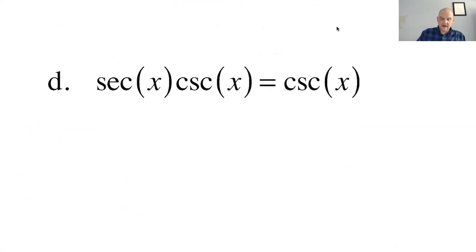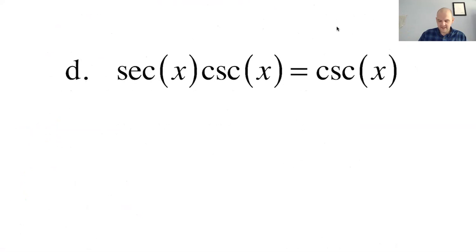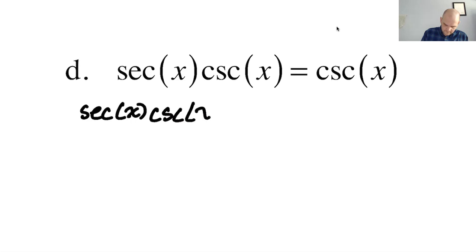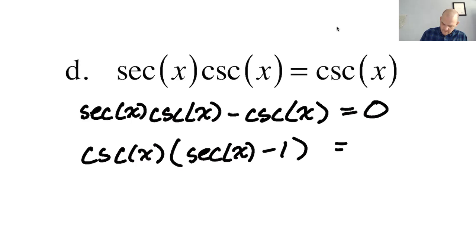I avoid, like the plague, dividing by a trig function, because if you divide by a trig function, what you're saying is that function couldn't possibly have been 0. But sometimes trig functions are 0. So then you have to think, could it have been 0? And you have to check those solutions. It's a lot of extra work. So what I'm going to do instead, and you can always avoid it by moving things over and factoring, is bring the cosecant over. So we'll do minus cosecant, and then this has to equal 0. And then we can factor our cosecant out and get secant minus 1 equals 0.